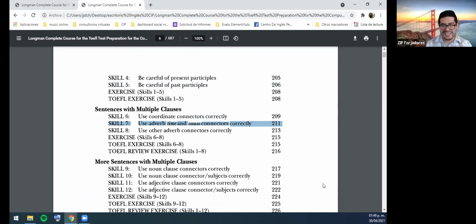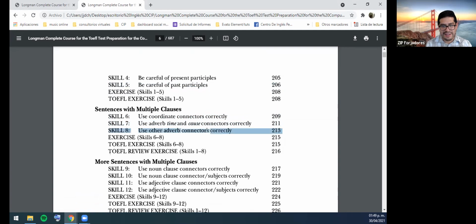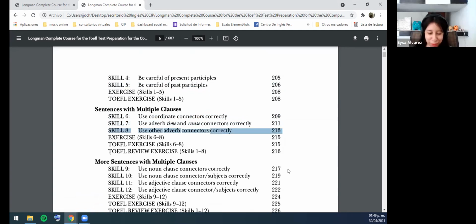Correct. Exactly. So remember, I am not going to ask you to tell them because there are a lot. But just don't confuse time and cause connectors with prepositions or with other connectors, right? After that, we have other connectors.